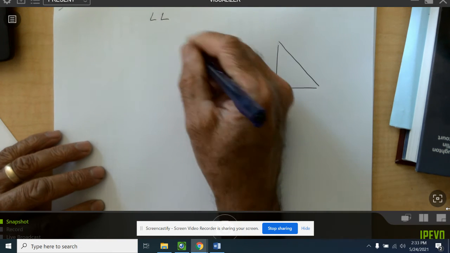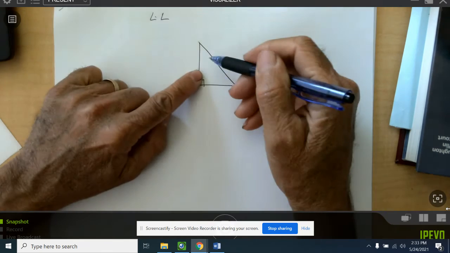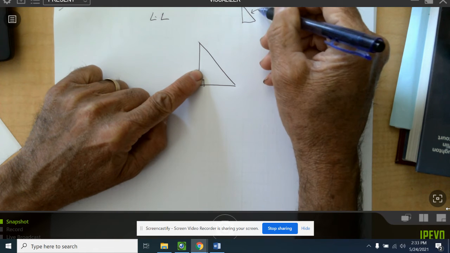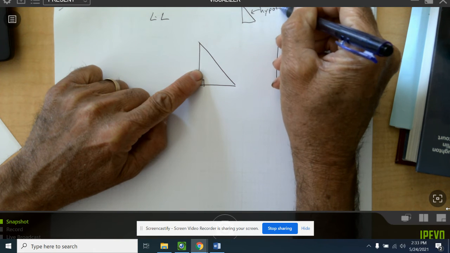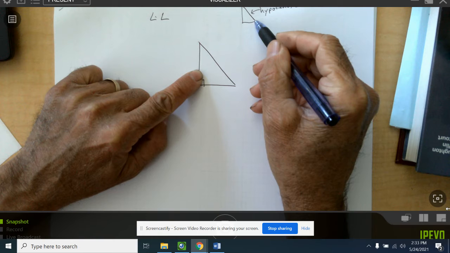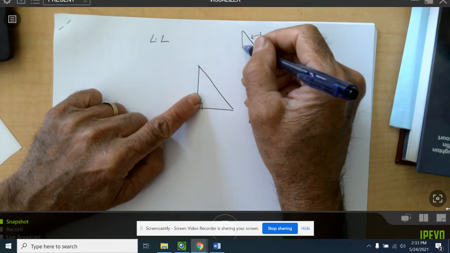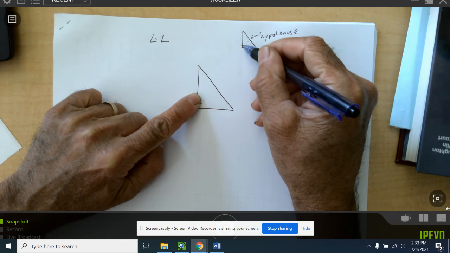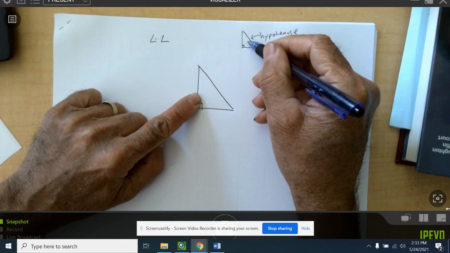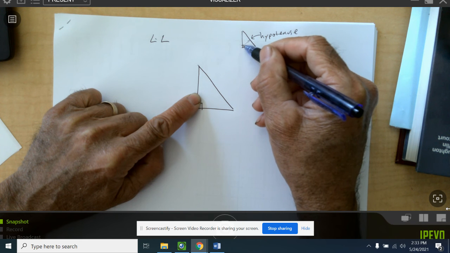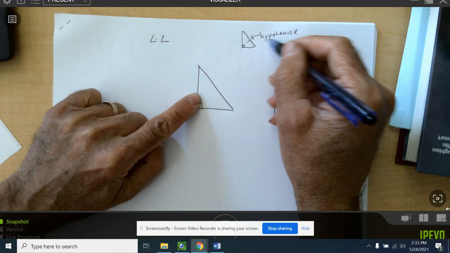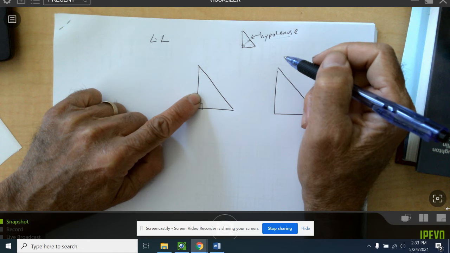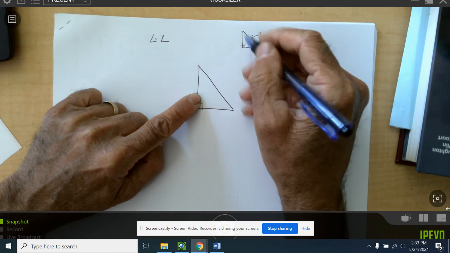So the legs on a right triangle, the hypotenuse is... if we go straight across the middle of the triangle from the 90 degree angle to the side across from it, that's called the hypotenuse. It's always the longest side in a right triangle. The other two sides are called legs.